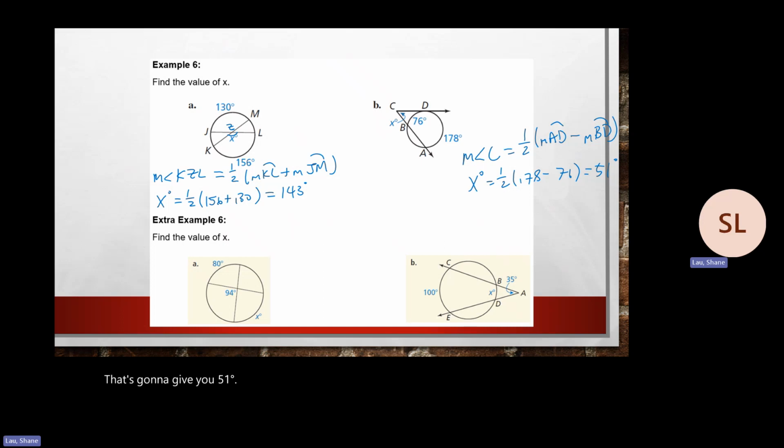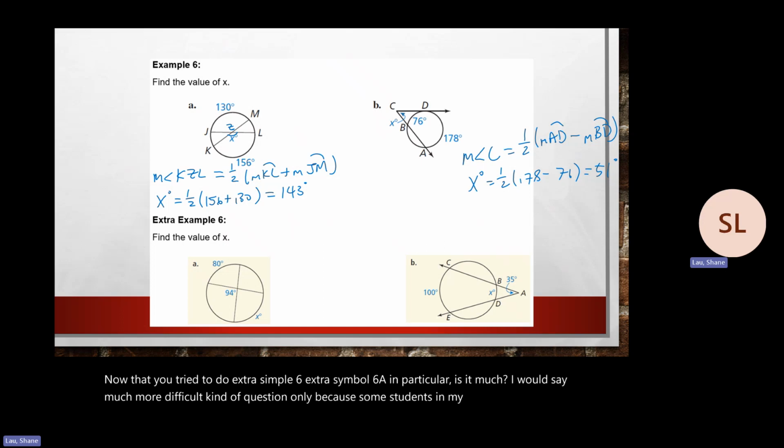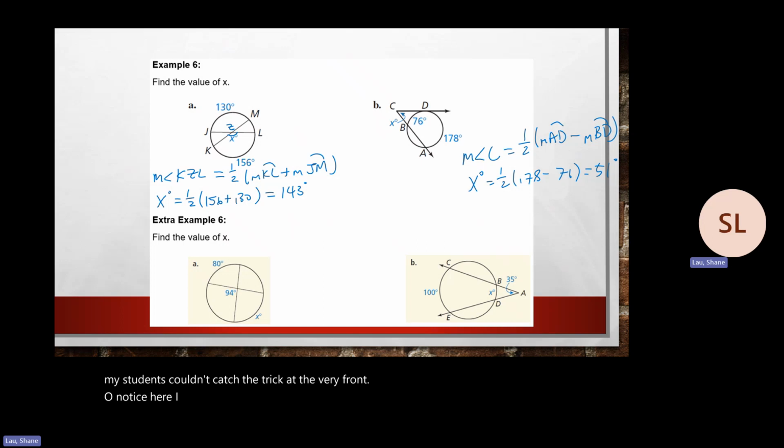Now that you've tried to do example 6, example 6A in particular is a much more difficult kind of question, only because some students, and by some, I mean a lot of my students, couldn't catch the trick at the very front. So notice here, I do have 2 chords, which means I'm going to use the same theorem as I did in 6A. But I have 2 of my arcs. What I'm missing is actually the angle. So if I were to set this up, I'm going to say the measurement of some angle, I don't know what it is, equals 1/2, right? Because I don't have any letters, I'm just going to put the numbers in. 1/2 of 80 plus x.